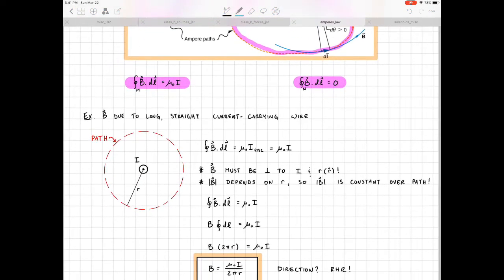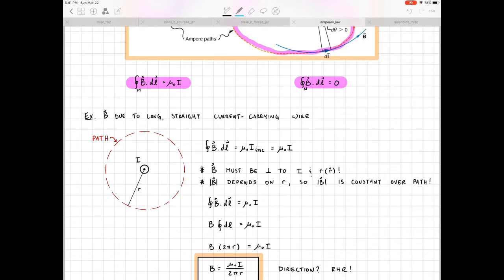All right, so the example that we're going to look at, we want to determine the magnetic field due to a long, straight, current-carrying wire. And we already know the expression for what the magnetic field strength is due to a long, straight, current-carrying wire because we derived that expression using Biot-Savart previously. But what we're going to go through here is how to determine that using Ampere's law, and what we're going to notice is that it's much simpler, much more straightforward to use Ampere's law.